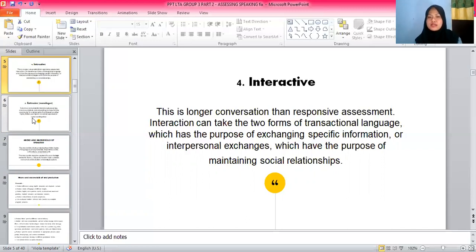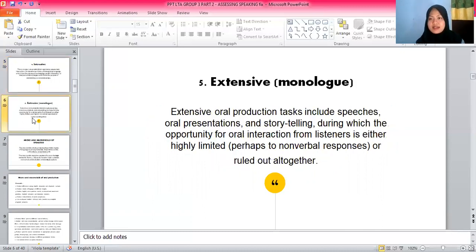For example, in interpersonal exchanges, oral production can become pragmatically complex with the need to speak in casual register and use colloquial language, ellipses, slang, humor, and other sociolinguistic conventions. Okay, and the fifth, this is the last type of speaking. It is extensive or monologue.